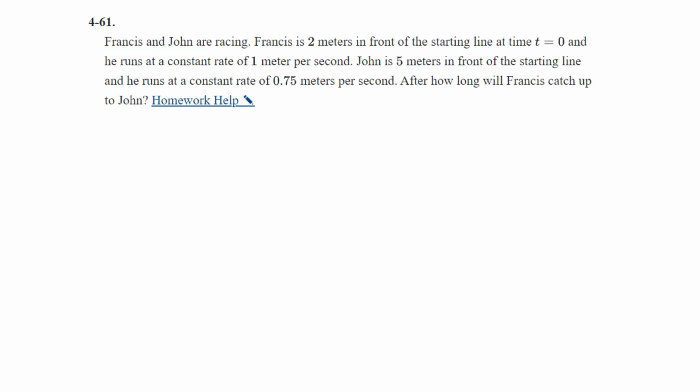Question 61. Francis and John are racing. Francis is 2 meters in front of the starting line at time t equals 0, and he runs at a constant rate of 1 meter per second. John is 5 meters in front of the starting line, and he runs at a constant rate of 0.75 meters per second. After how long will Francis catch up to John?